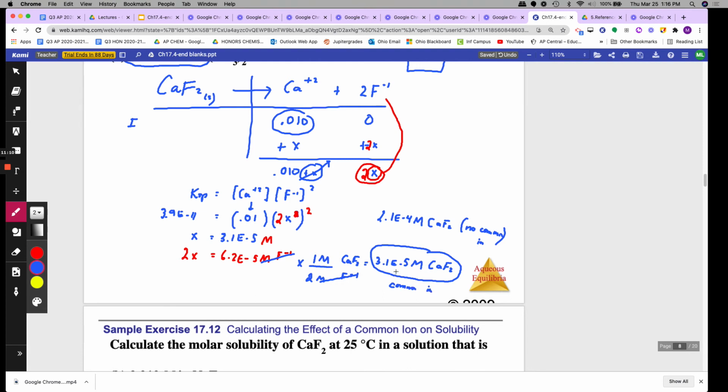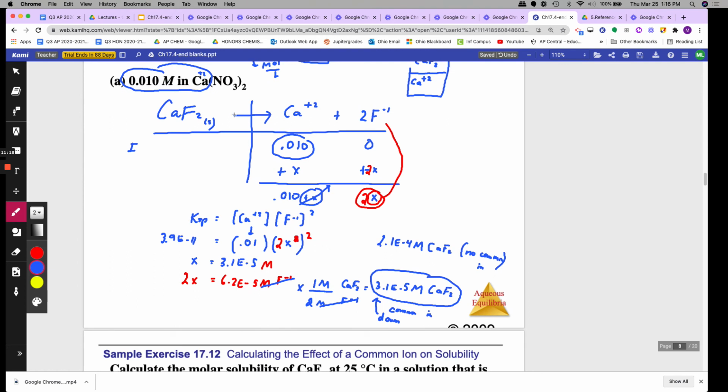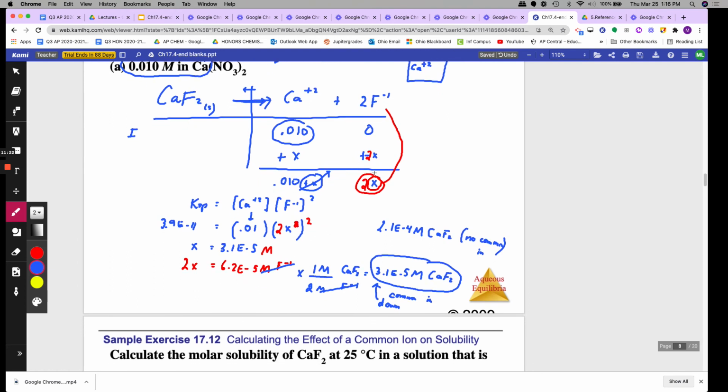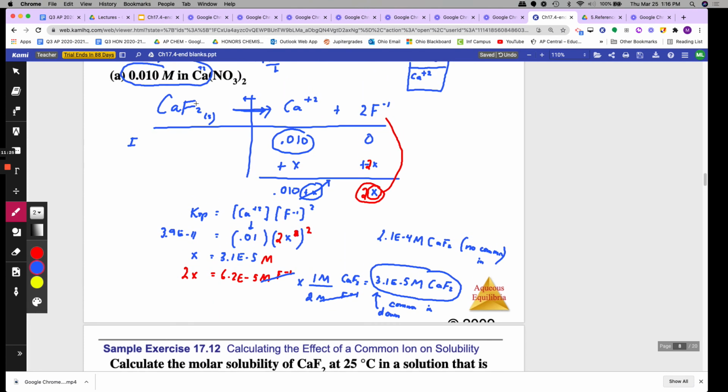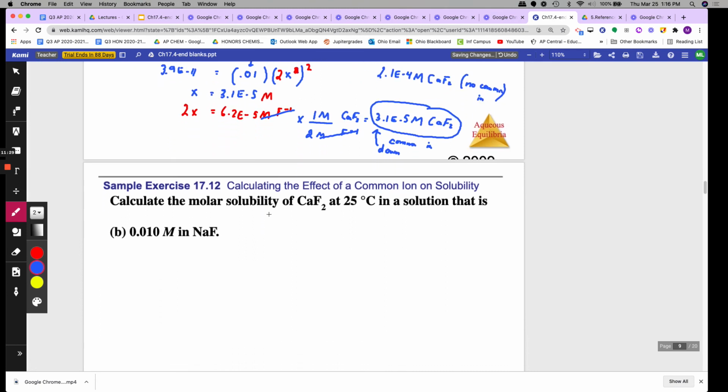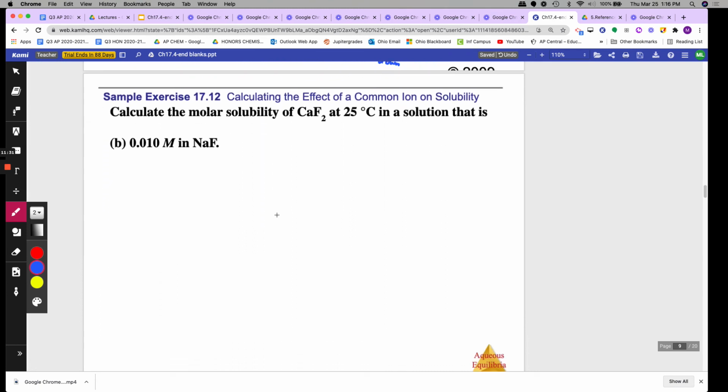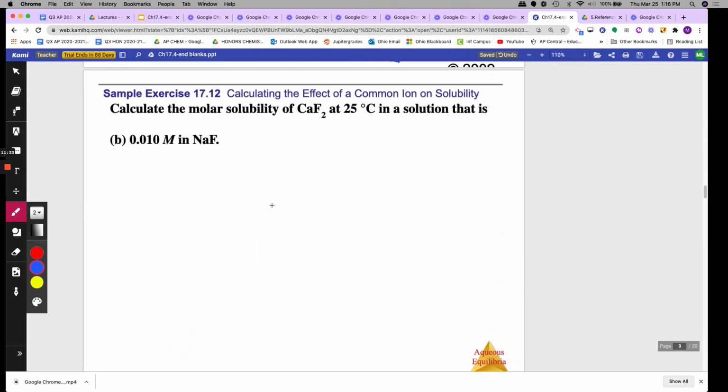So what happened to the solubility? Yes, the solubility went down with a common ion. So it didn't go to the right as much. Some of it went to the left. So you don't get as much of the ions. You don't get as much of this dissolving because there's already some ions in there. Okay? Pause the video and try this yourself.